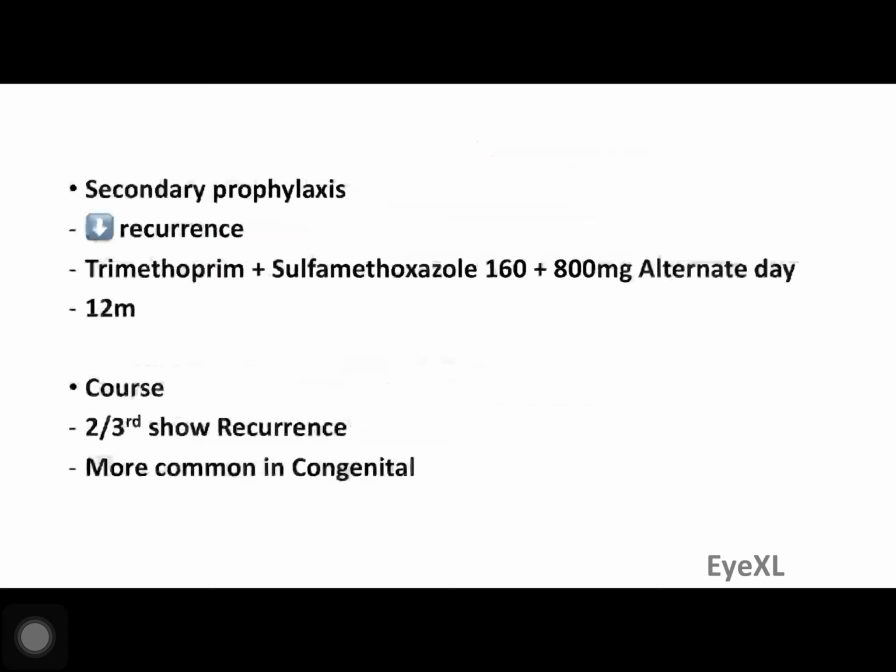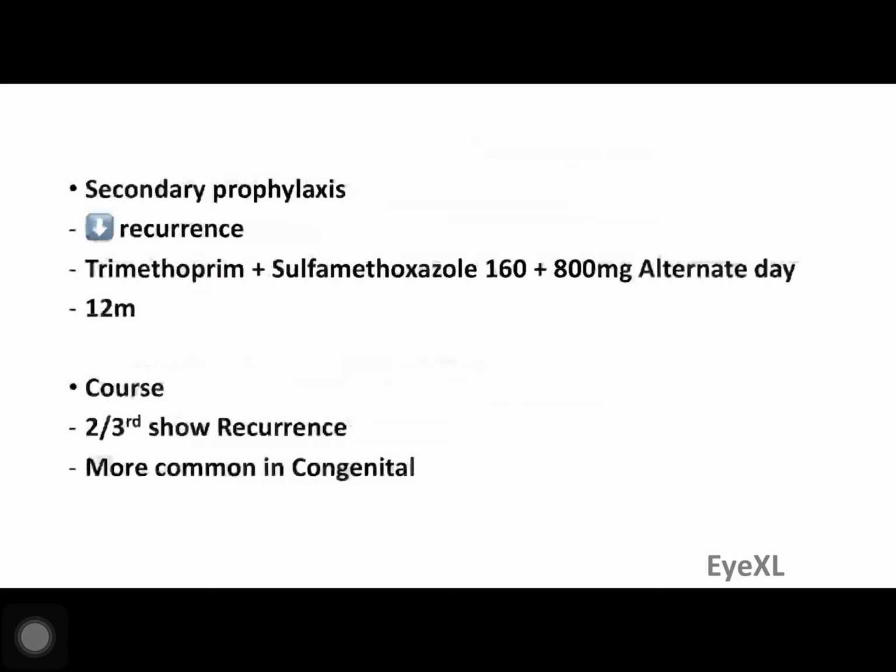Secondary prophylaxis is given to reduce recurrence of the disease. As you can see, it is a very chronic disease. Recurrences are very common. So to prevent recurrence, trimethoprim plus sulfamethoxazole is utilized. These are alternate day dosing, and treatment may require to be continued for at least a period of 1 year. So you need to balance the risk benefit ratio. You need to see how risky is the drug to the patient in terms of adverse drug reactions as against the risk of recurrence of the disease.